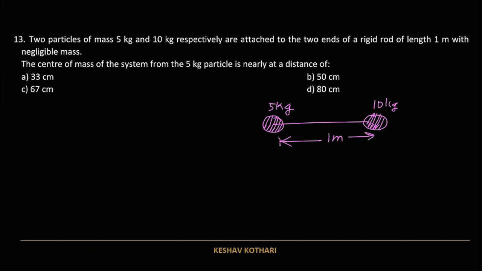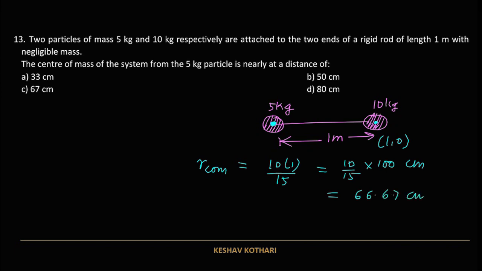So if I fix the coordinate system attached with the 5 kg mass, then the coordinate of the other mass is 1, 0. So the position of center of mass is equal to 10 into 1 upon m1 plus m2, that is 15. So it is equal to 10 by 15 meter, which if we multiply by 100 we get the answer in centimeter. It comes out to be 66.67 centimeter, which is roughly equal to 67 centimeter. Let us move to the next problem.